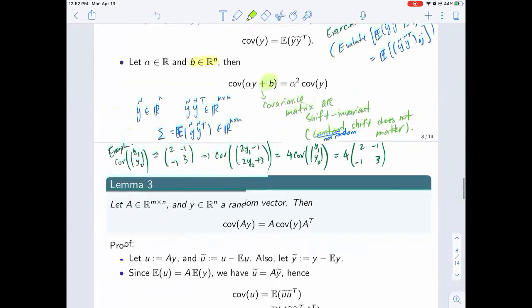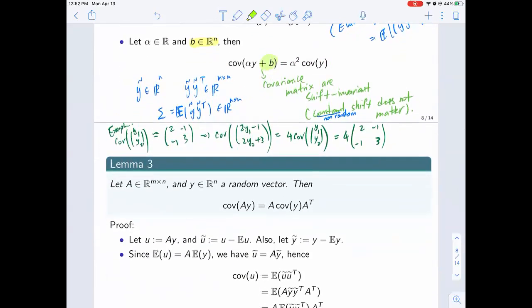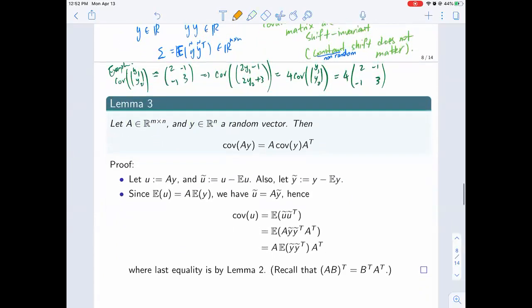So suppose I have a random vector y and a non-random A. So this A is non-random. And then I form, as before, A times y. This is a new random vector. It has a covariance matrix. And this lemma says that the covariance matrix can be computed as A times covariance of y times A transpose.